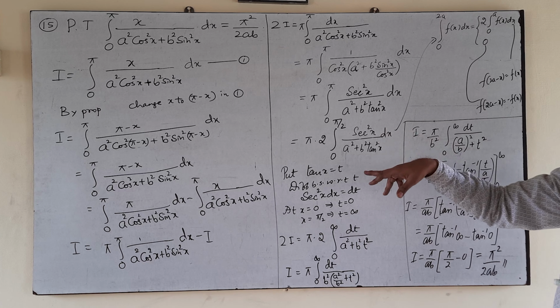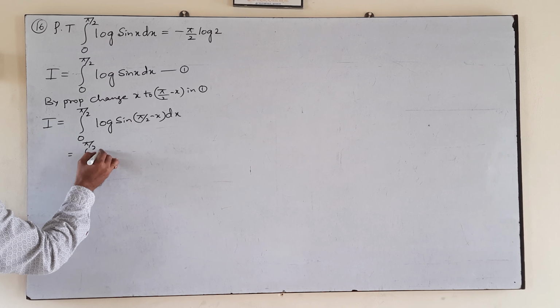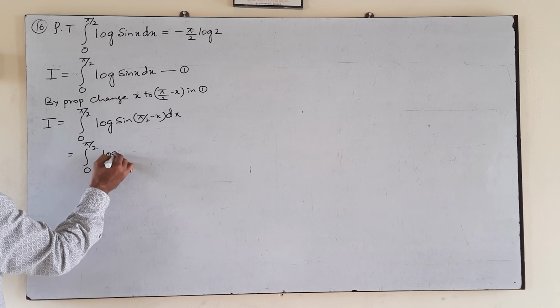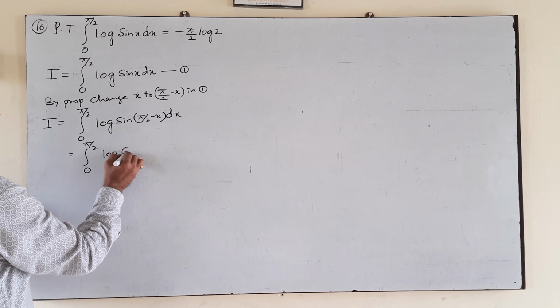This becomes integral from 0 to pi by 2 of log of sin x, where x changes to upper limit minus x, that is pi by 2 minus x. So that is 0 to pi by 2 log of sin of 90 minus x. If the angle is 90 minus x, the trigonometric ratio changes from sin to cos, but 90 minus x lies in the first quadrant, where all are positive. Call it equation 2.